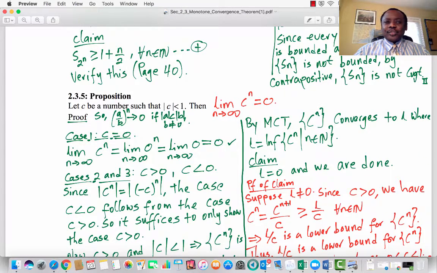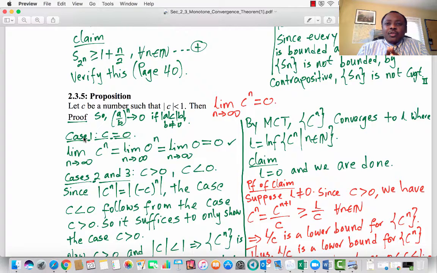Subsection 2.3.5, Proposition. Let c be a real number such that the absolute value of c is less than 1. Then the limit as n approaches infinity of c raised to the power n equals 0. In other words, (a/b) raised to the power n always converges to 0 if the absolute value of a is less than the absolute value of b. c cannot be equal to 1 or negative 1.